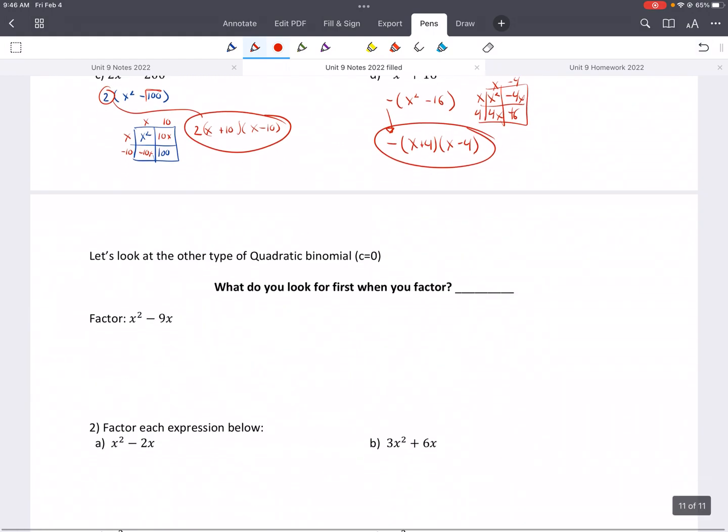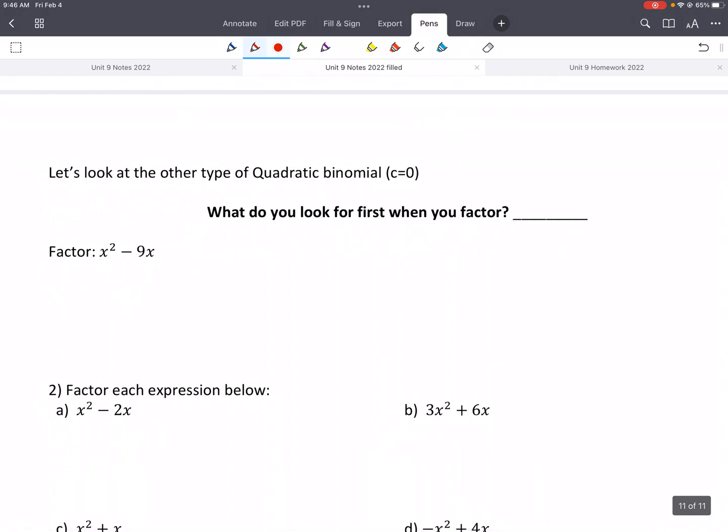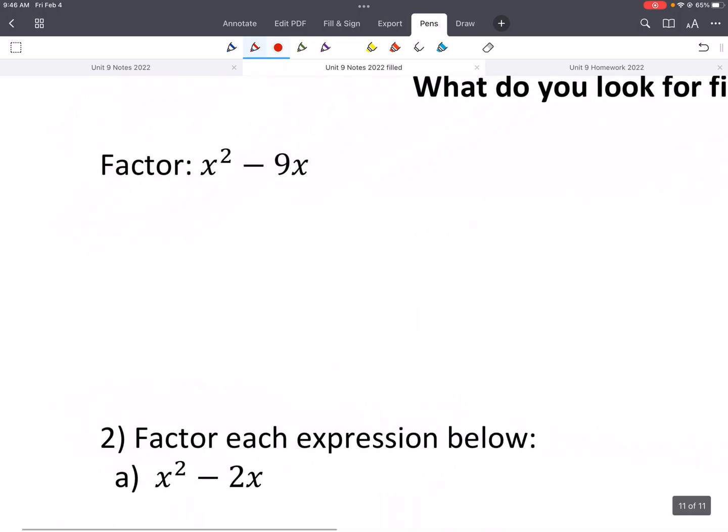All right. What about if c is 0, like that constant is 0 or missing? Well, first thing we should always write down is, is there a greatest common factor? Well, there is a greatest common factor. We could take out an x, and that would give us x minus 9. And what do you know? This is fully factored, okay? We know it's fully factored because in this parenthesis, we can't factor out anything else, and it's not squared, okay?